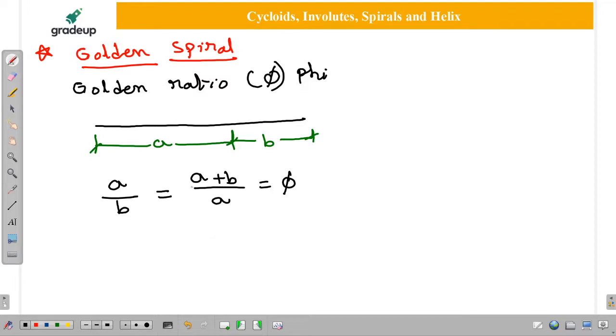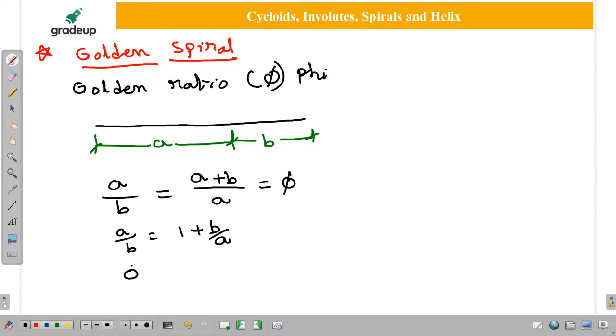If you are dividing a line into two parts in such a way that the ratio of the total length to the larger length is equal to the ratio of the larger length to the smaller length, then it is called the golden ratio. Sir, how do we get this value? Very simple. A by B is phi. Okay, sir. Now I can write 1 plus B by A.